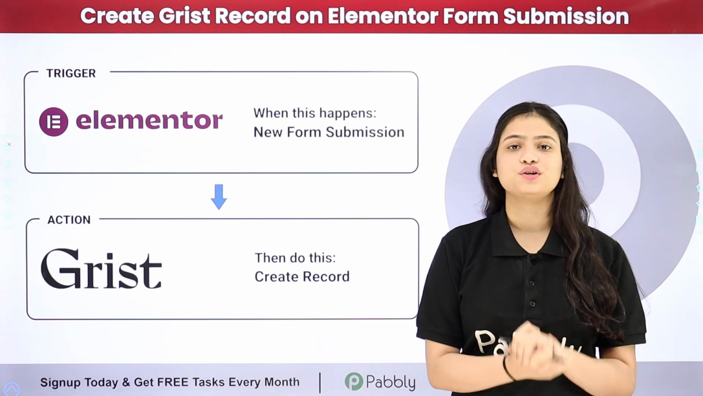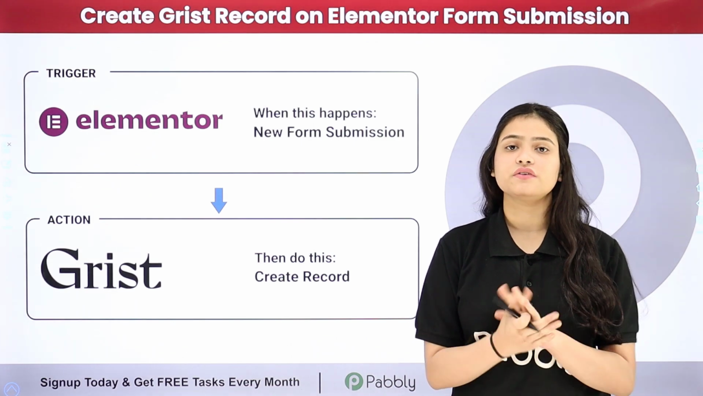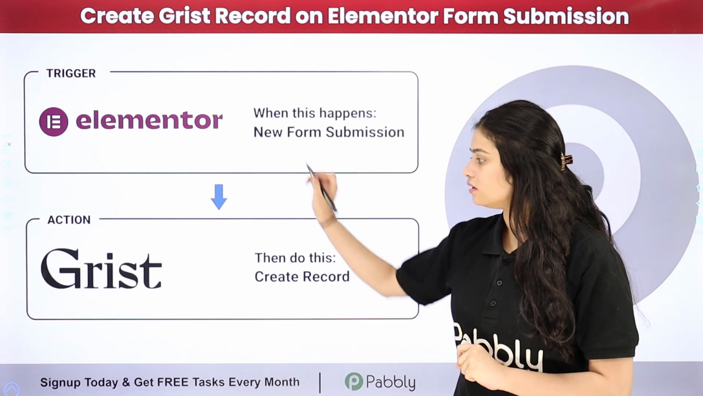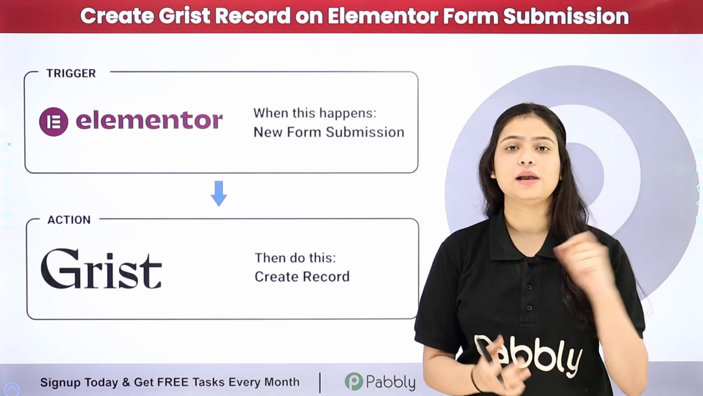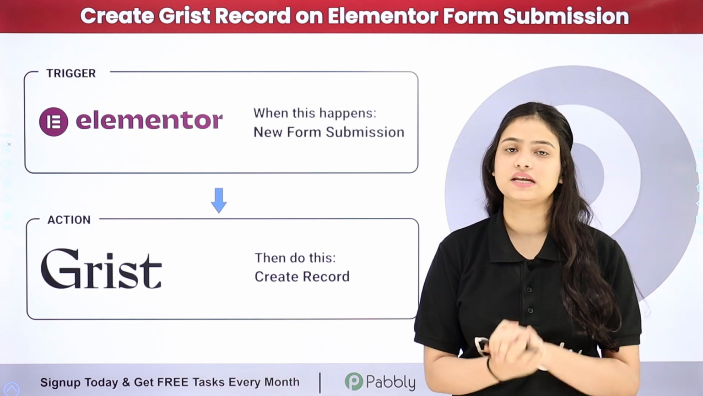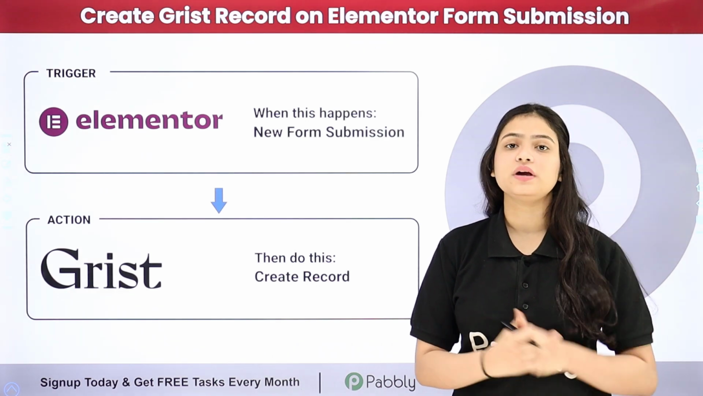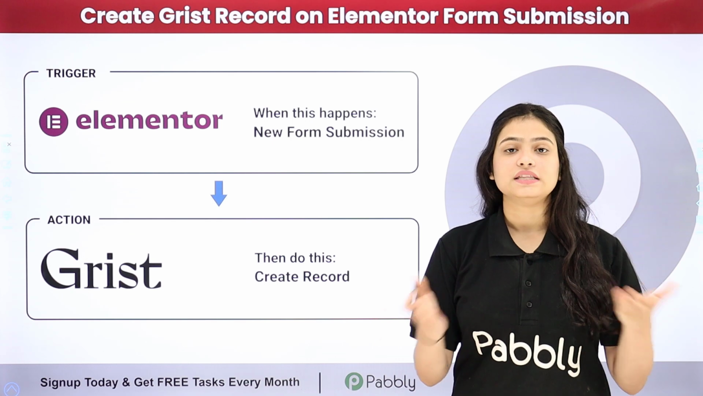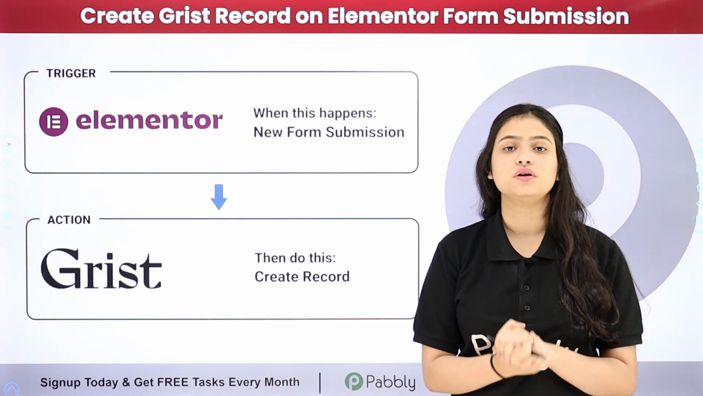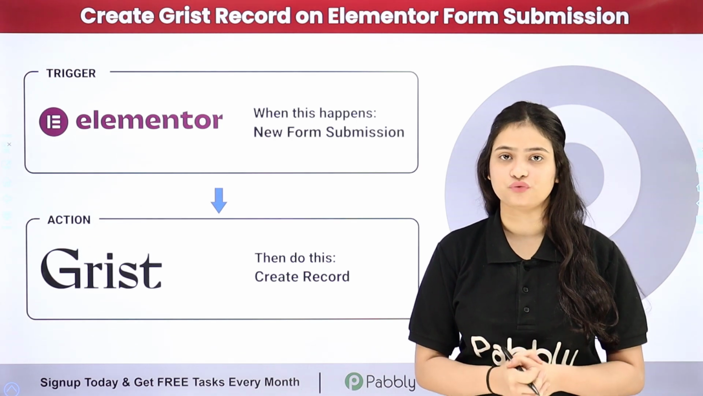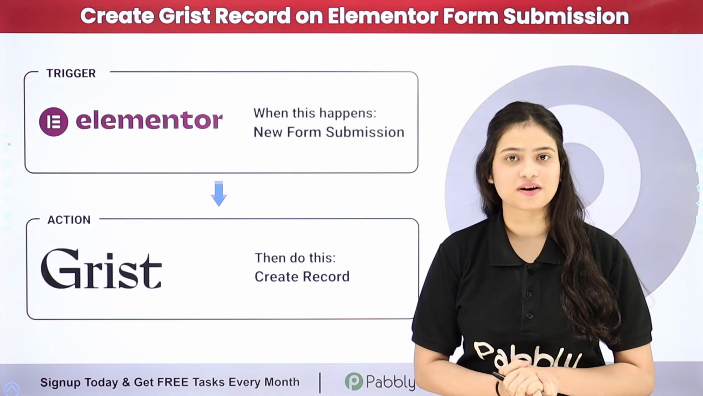So how are we going to automate this entire process? For this, we will have to set up a connection between Elementor and Grist, and because they are not directly connected, we are going to connect them with the help of Pabbly Connect, without any coding or programming skills, to automate this entire process effortlessly. Now, if you also want to learn this amazing automation step by step for your business, and you want to learn how this automation is actually going to work, for that let me take you towards my screen.